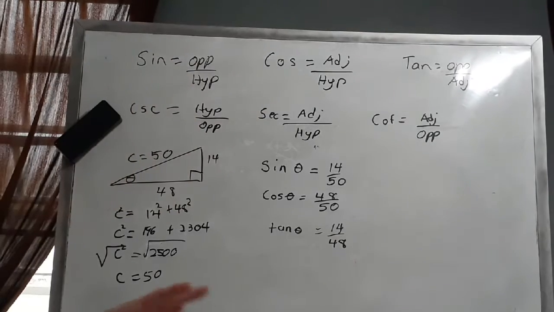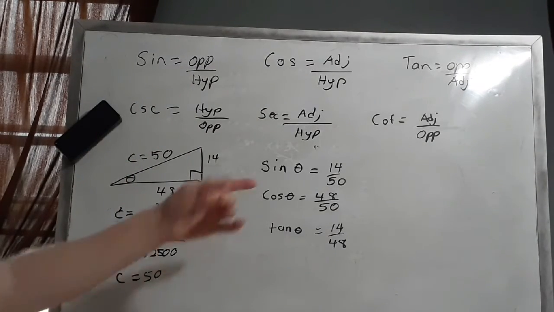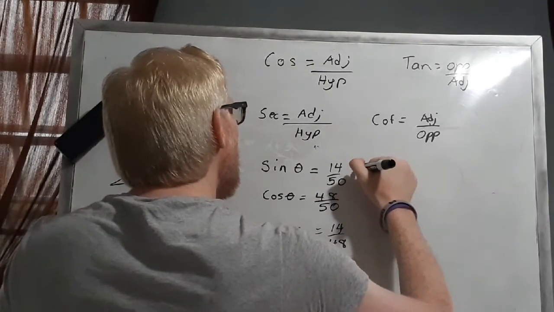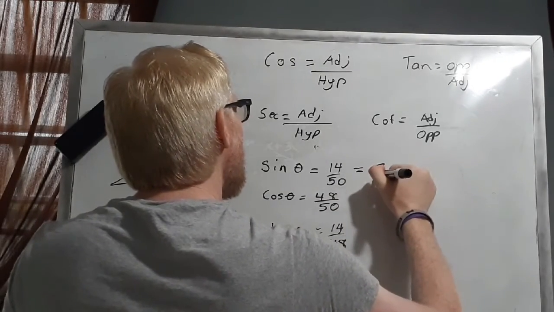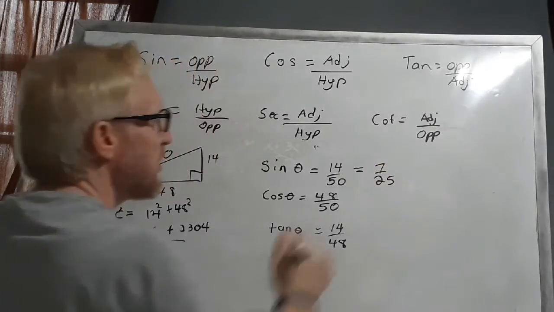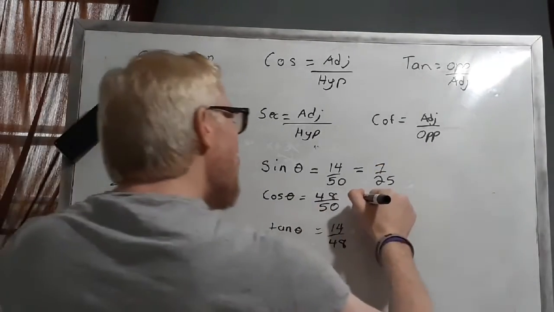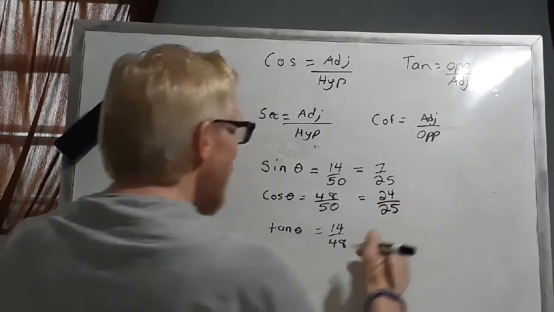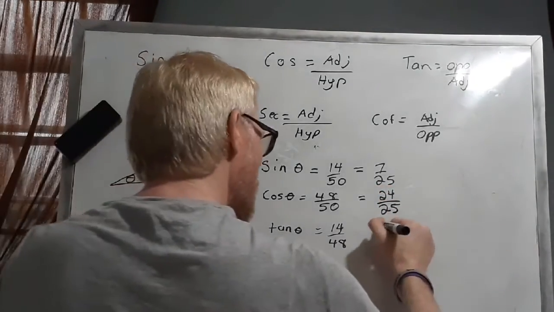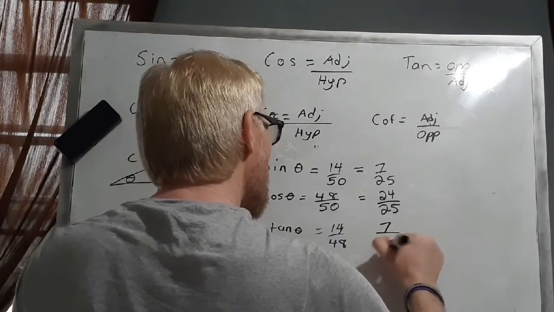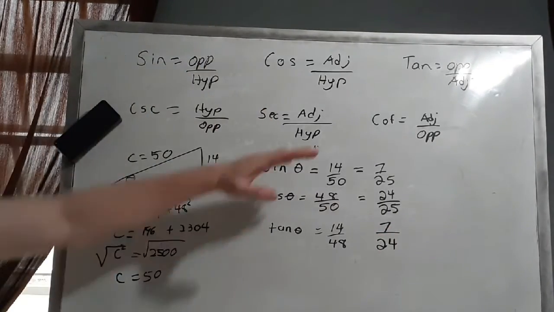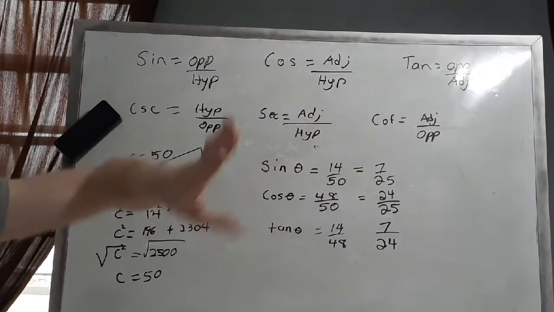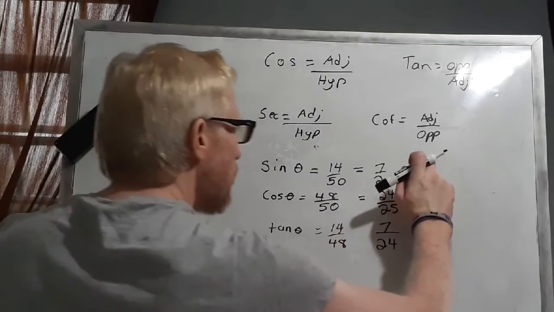So what I want to do now, before I look for my other three trigonometric functions, is just reduce. Can I reduce 14 and 50? Yes, if I divide by 2. And 14 divided by 2 is 7, and 50 divided by 2 is 25. So it's actually 7 over 25. I do the same thing here. 48 divided by 2 is 24, and 50 divided by 2 is 25. And for my tangent, it's the same. 14 divided by 2 is 7, and 48 divided by 2 is 24. So I have all of my first three basic trigonometric ratios reduced in their simplest form. So when you work with these exercises, you have to make sure that they are reduced in their simplest form.